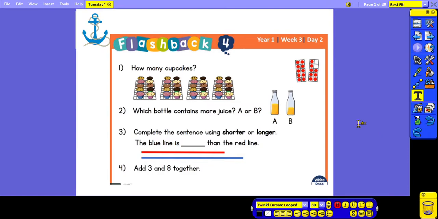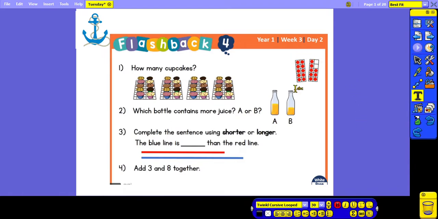Hi Year 1, we're starting today's maths lesson with another flashback 4. These are just some questions based on what we've learnt previously to see what we can remember. So I'll just go through what the questions say and then give you some time to have a think, and then I'll go through the answers.